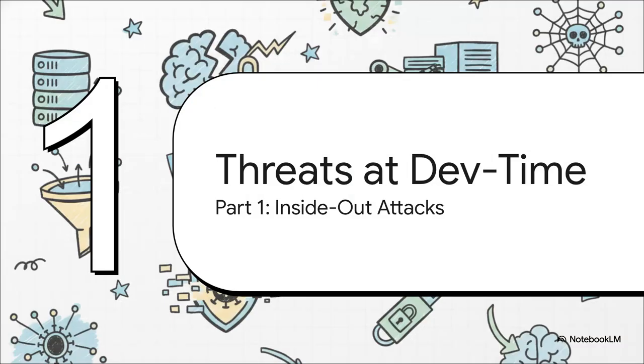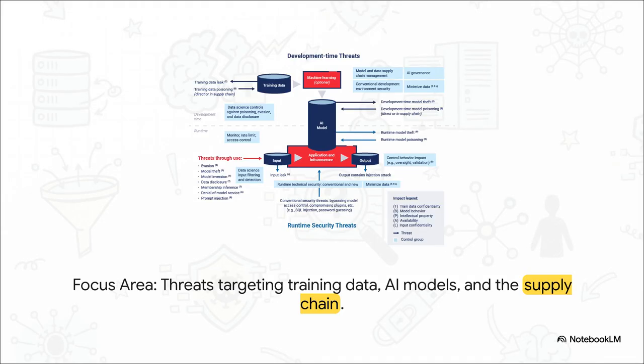All right, so let's dive into part one, development time threats. You should think of these as inside jobs, right? They're ways to compromise an AI system before a single user ever even gets to interact with it. So if we look back at our OWASP map, we're going to zoom in right on this top section here. The focus is squarely on the assets that exist during the development phase. You've got the training data, the model itself, and that entire data and model supply chain.